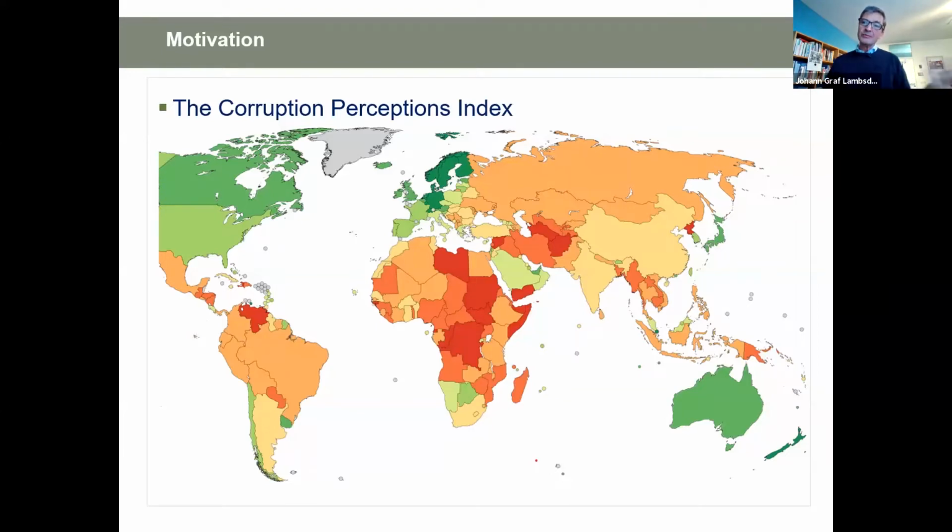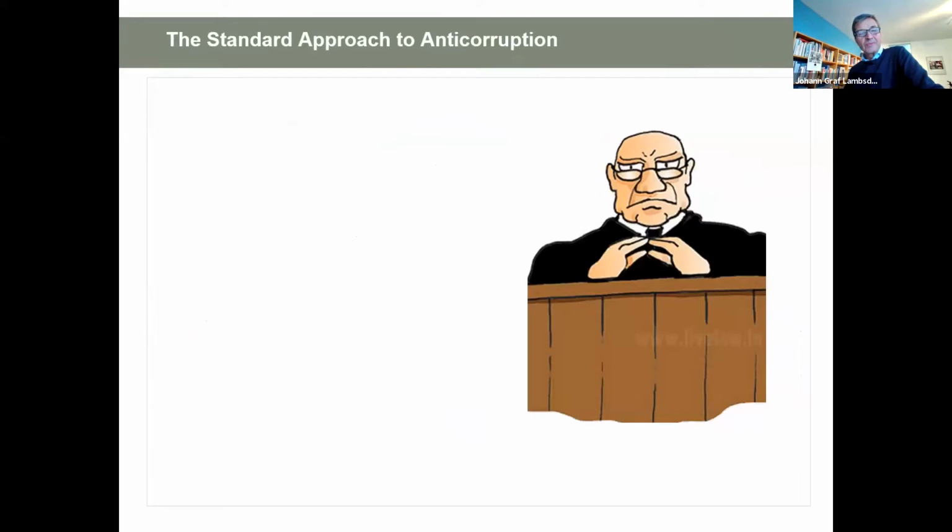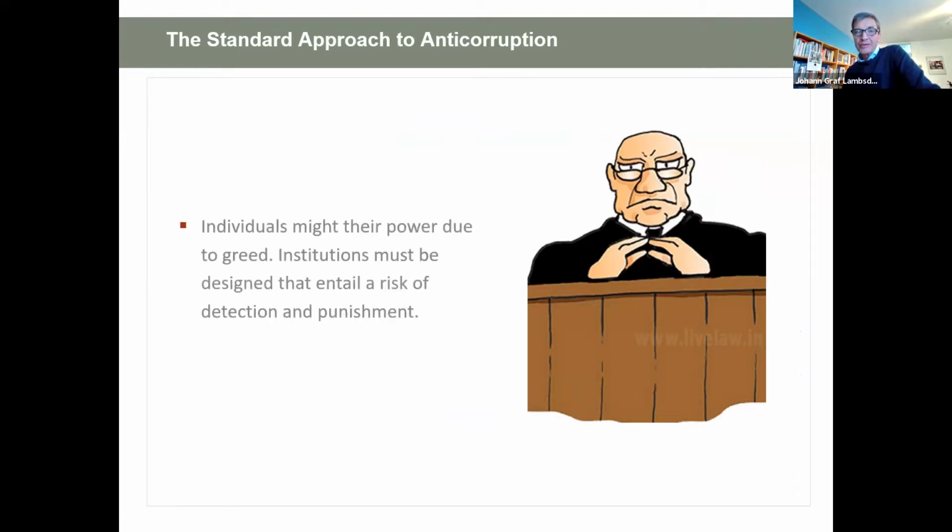And this has been one of the topics of research for the last 25 years, and certainly we have found out quite a lot. When we think of the standard approach to fight corruption, we would think of the idea that individuals are by nature selfish, that they might misuse their power due to greed. And that greed is the essence, the core driver of corruption.